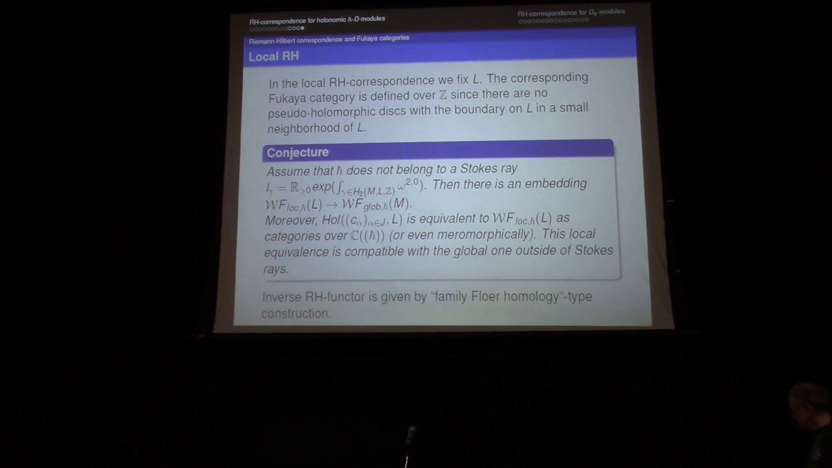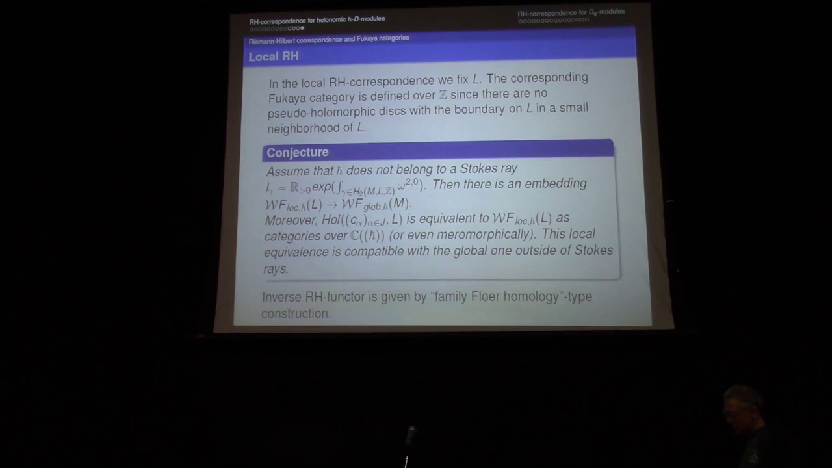So then this category of holonomic HD modules with fixed spectral curve and fixed singular terms is equivalent to the local Fukaya category. And this equivalence is compatible with the global equivalence. Outside of Stokes rays, the local Fukaya is embedded to the global one, and obviously, if we take a D module and put, say, H equal 1, then we get just a D module out of the HD module. So then we have a global Riemann-Hilbert correspondence, so it can be arranged into a commutative square of equivalences of categories.